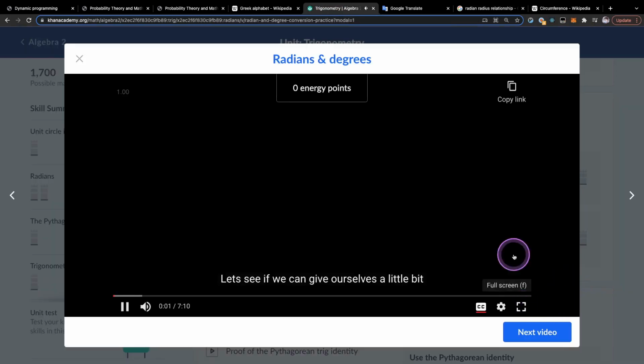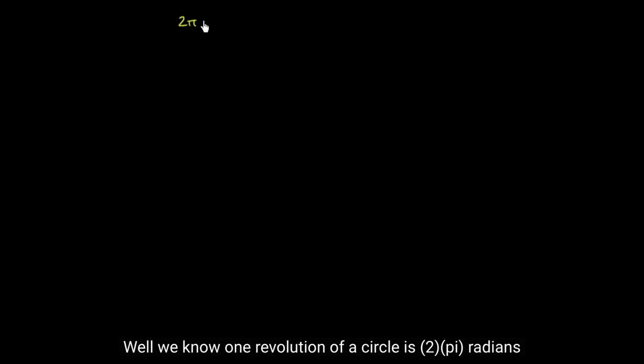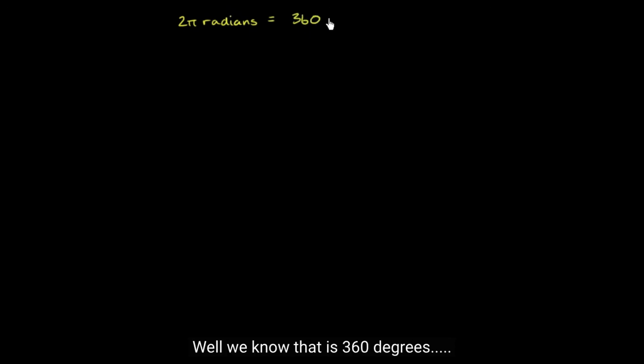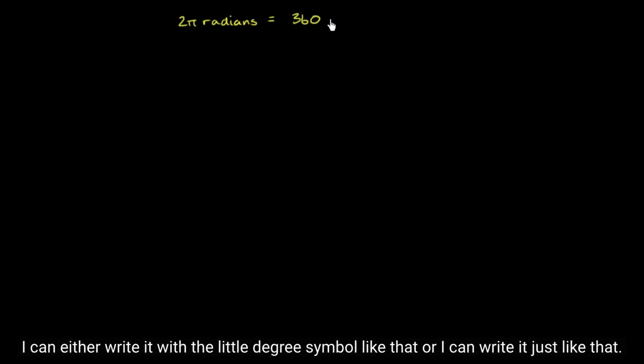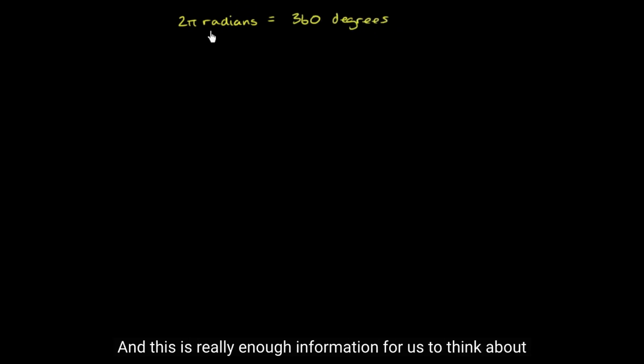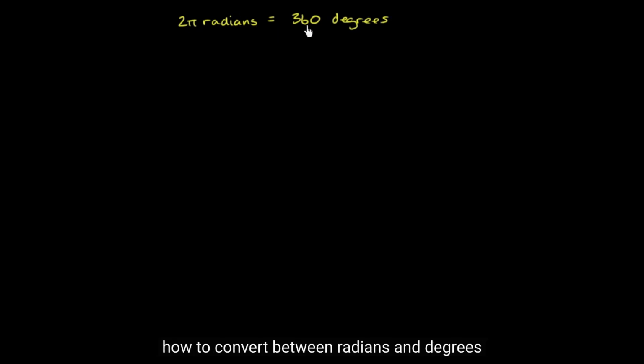Let's give ourselves a little bit of practice converting between degrees and radians. Just as a review, let's remind ourselves of the relationship, and I always do this before I convert between the two. If I do one revolution of a circle, how many radians is that? One revolution is 2 pi radians. And how many degrees is that? We know that's 360. I can write it with a little degree symbol like that, or just like that. This is really enough information for us to think about how to convert between radians and degrees.